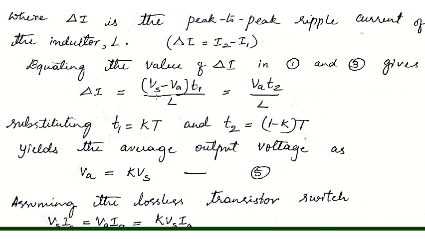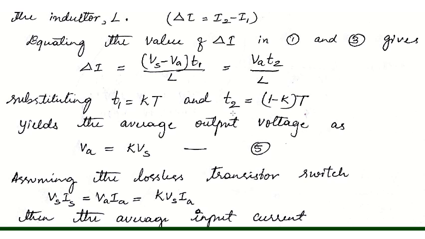So from these two equations, substituting T1 is equal to KT and T2 is equal to (1 minus K) into T, where K is your duty cycle. So T1, substitute it as K into T. K is your duty cycle, where duty cycle is nothing but T on by the total time period, right? So K is the duty cycle and T we already know is the chopping period, and substitute T2 as (1 minus K) into T. So off period we know is 1 minus duty cycle, that is K.